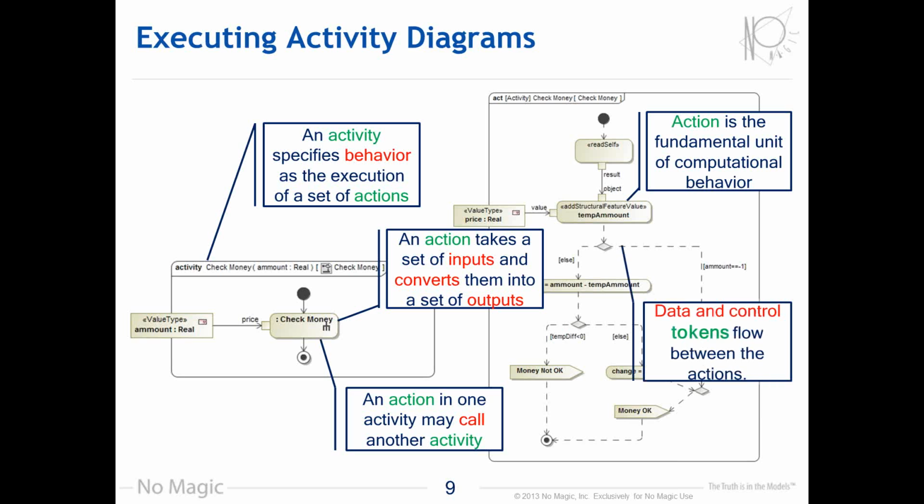And all the actions are connected using data and control flows, and it's all about data and control tokens flowing between the actions. So data flows between the actions, the inputs come into one action, and then they are transformed, and the outputs flow further.